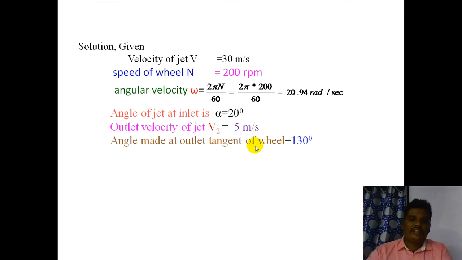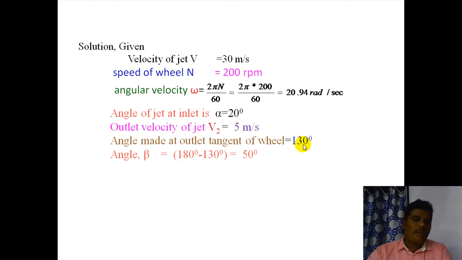Angle made at the outlet of the tangent is equal to the wheel angle, 130 degrees. Now beta becomes 180 minus 130, which is 50 degrees. Whenever beta is 50, we have to use the equation.